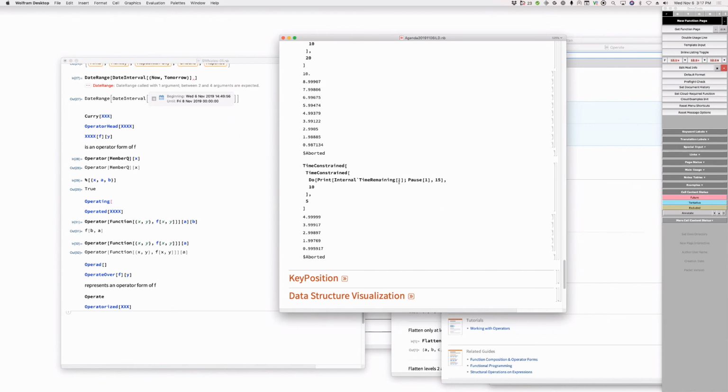I think we should just have it. Time remaining, does it have any arguments? No, I don't think it has any arguments. I like it. Let's do it. Yeah, this can be useful for various things inside time constraints.